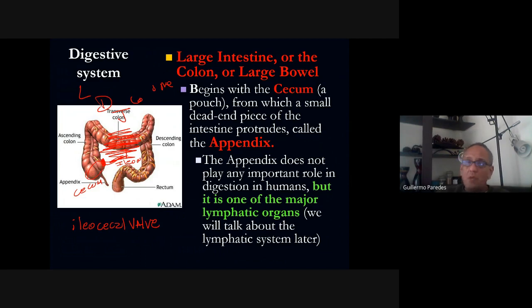It's the transition between the small intestine and the large intestine. Are you okay with that? So we have so far three sphincters, three transitions. The one between the esophagus and the stomach is the gastroesophageal sphincter. Between the stomach and the duodenum, the small intestine, is the pyloric sphincter. And the transition between the small intestine and the large intestine we call the ileocecal valve. Why ileo? Because it's the ileum. Why cecal? Because it goes to the cecum. Ileocecal valve. You okay with that?